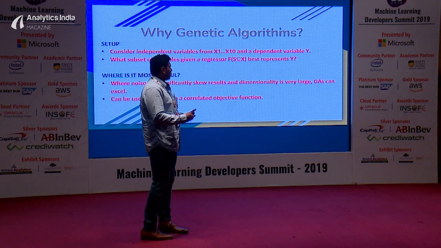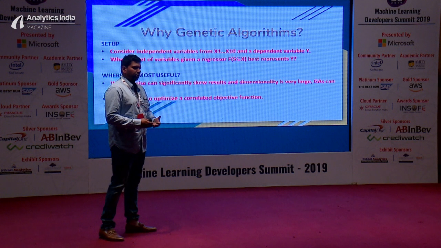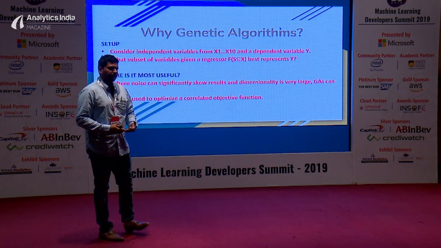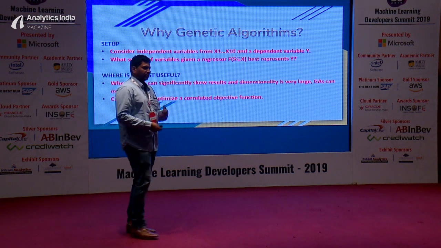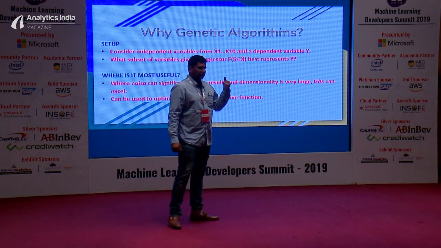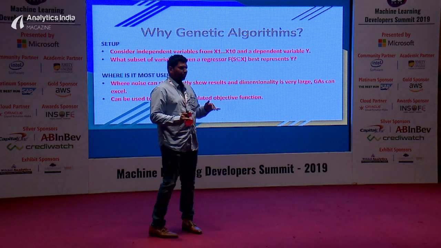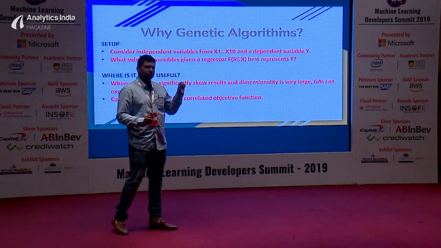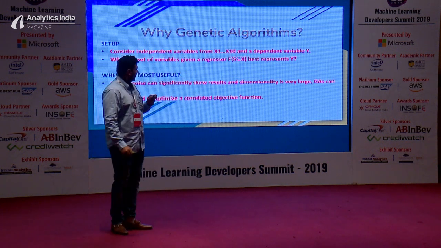So you don't want to overfit your data, but you want to explain as much variance as possible. That's always the case in machine learning, some bias-variance trade-off and things like that. So the goal remains the same: you basically want to find the smallest possible subset which best represents your y.